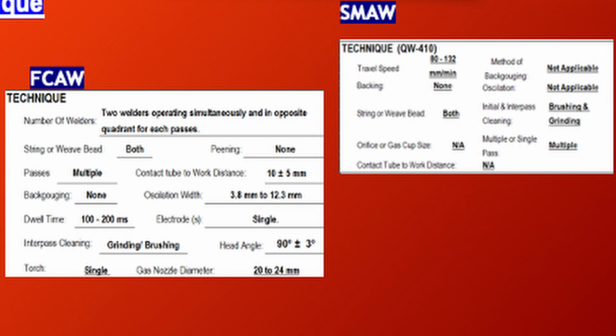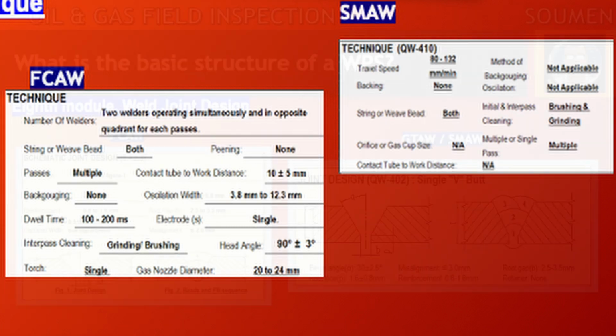Head angle is 90 degree plus minus 3 degree. And torch is single torch. Gas nozzle diameter is 20 to 24 mm. So if you see, SMAW table is very simple. Almost there is no data. But if you compare this GTAW, FCAW and SMAW, FCAW is having a lot of data to incorporate, because this is automatic welding and it is programmed.